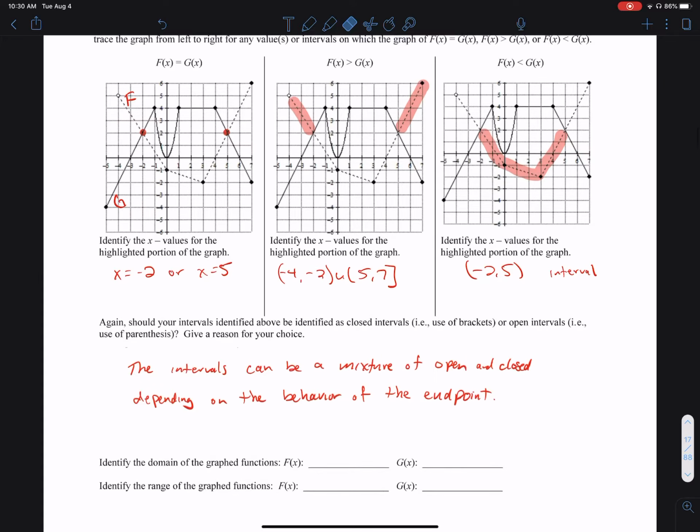Identify the domain of the graph function of f of x. F of x domain goes just to the right of -4 and stops when it gets to 7. It's a hard stop. -4 to 7. -4 not inclusive, 7 inclusive. What is the range for g? It goes from -5 to 7, both inclusive.